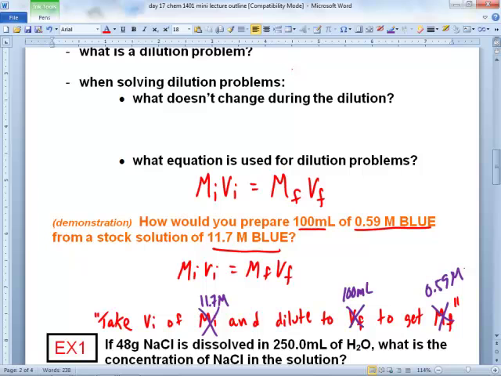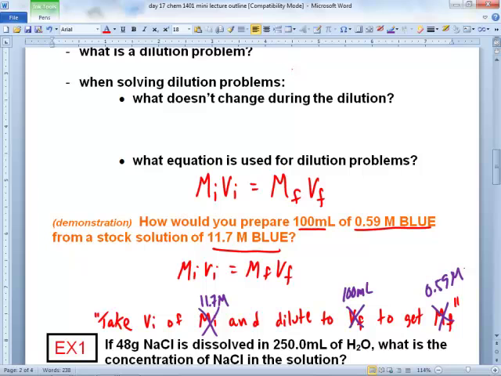Just remember, take VI of MI and dilute to VF to get MF. That's how I do it. And it can make sense after you think about it for a while. But the point is, the only thing we have to figure out is VI. And how do you get it? It's the equation. Okay, now Victoria asked, we got to convert everything to liters.